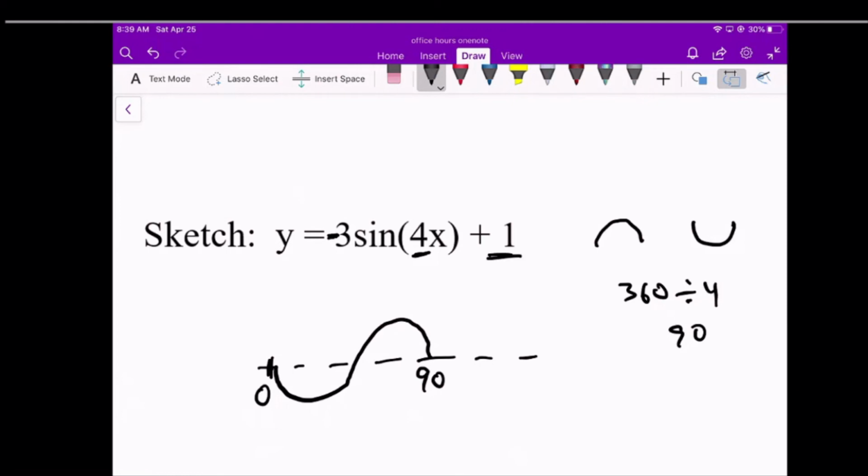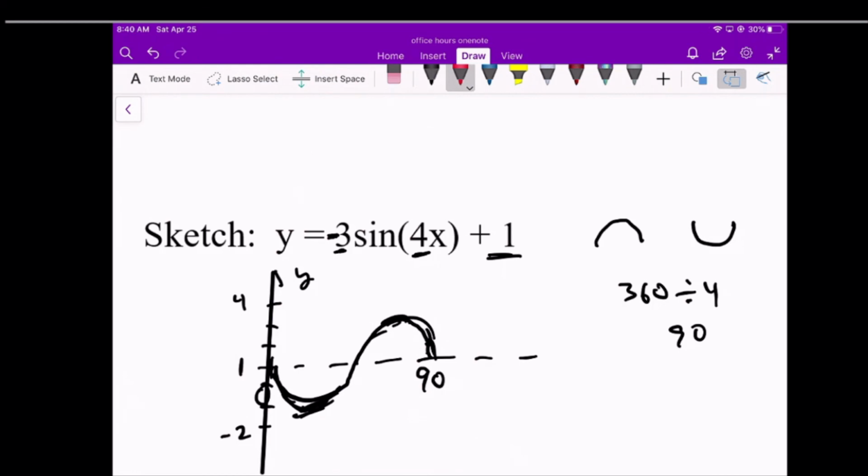The baseline is 1. So if I draw my y-axis in here, that middle is going to be at 1. It's 3 units for the amplitude. So 4 here, and 3 units down would be -2 there. So distance from the middle to the bottom is 3, and the distance from the middle to the top is 3. And then I just need to draw on my y-axis.